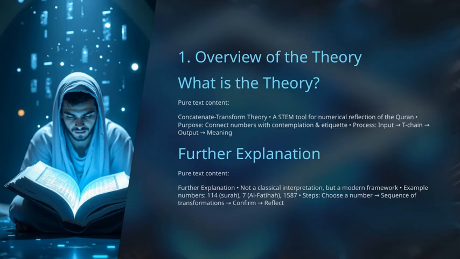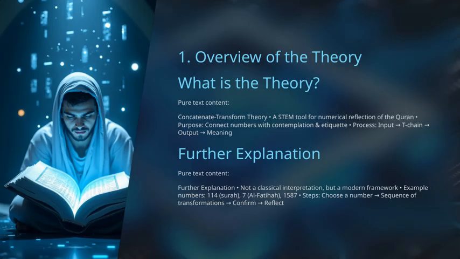Now, this isn't a traditional or classical interpretation. Instead, it's a modern framework that offers a fresh way of engaging with the Quran through numbers. For example, some key numbers include 114, representing the total number of surahs, 7 for Al-Fatiha, and 1587, which has specific significance in this context.